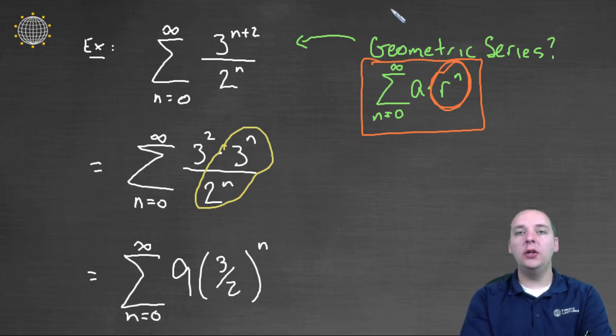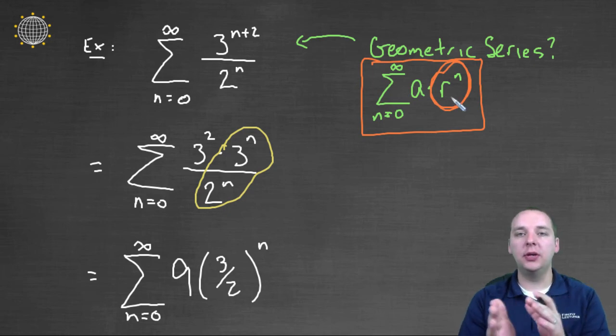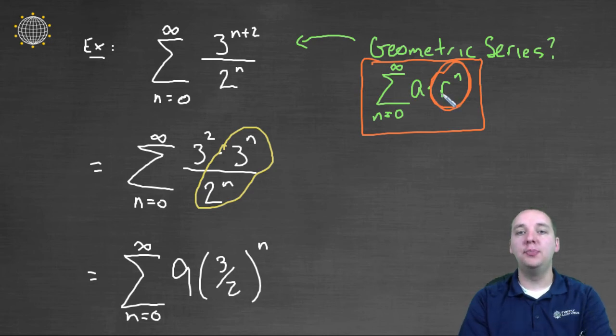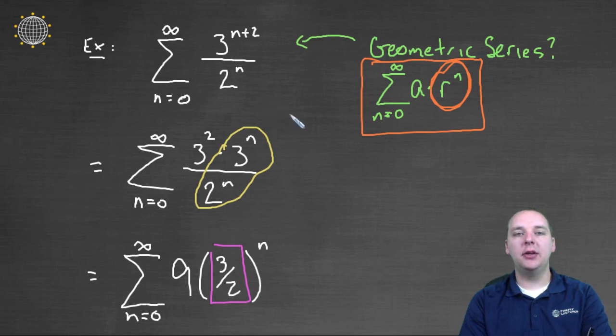I'll ask you, what do you know about geometric series? These converge when, and they diverge when? Well, they converge when the r is between plus or minus 1, like a small decimal, and they'll diverge if the r is bigger than 1 or less than negative 1. So I look at my r value. My r value is 1.5, or 3 halves.